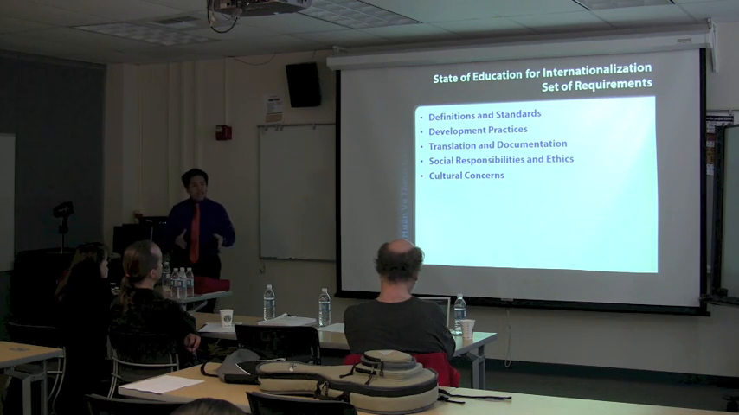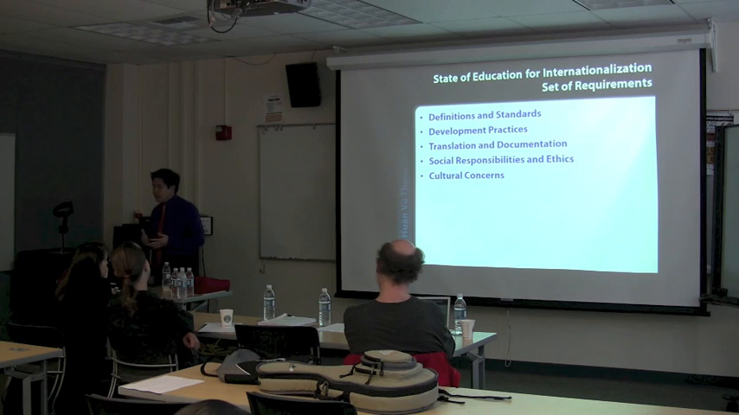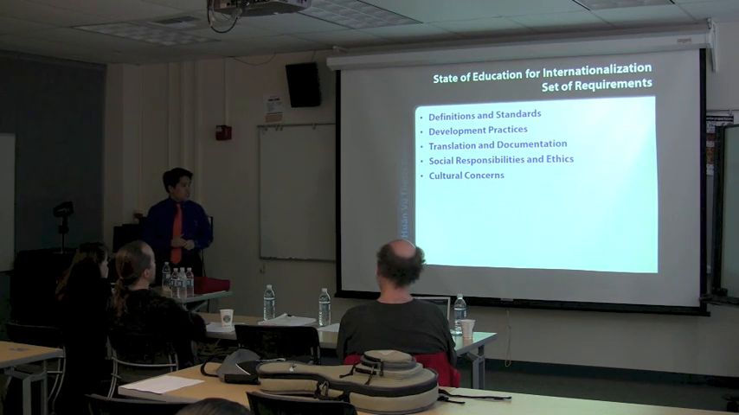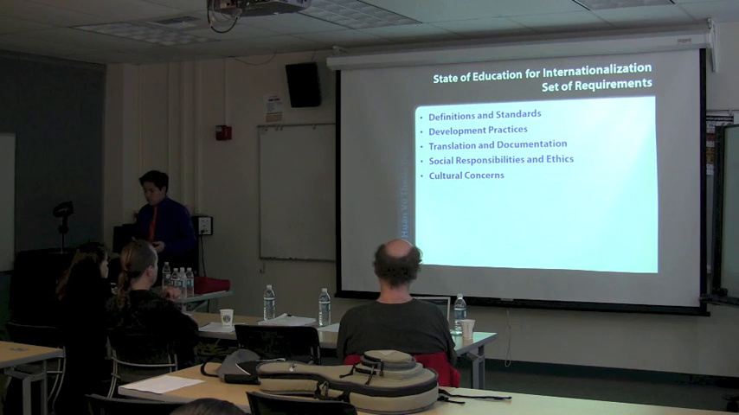Next, to continue breaking down the overarching requirement, presented here is the set of requirements compiled from the literature review. These underlying requirements embody the state of education in software internationalization and derive from the customer's overarching requirement, which is to provide qualified computer science and software engineering students with the knowledge of software internationalization to the industry. The 5 major areas are definition and standards, development practices, translation and documentation, social responsibility and ethics, and cultural concerns.